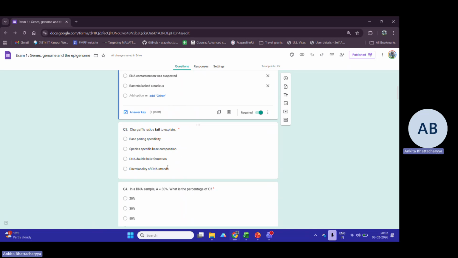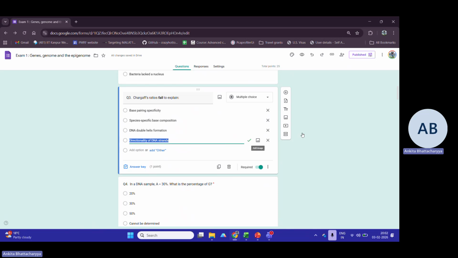The specificity of base pairing? No. That is actually the main finding or the main conclusion from Chargaff's ratios. Second, species specific base composition? No, because AT and GC percentages, or GC percentage rather, can vary from species to species many a times, and therefore there is some specificity in the base composition among different species that is maintained. Third, formation of the DNA double helix. So, of course, the DNA double helix stabilization is also addressed by the same. And fourth, the directionality of DNA strands. Yes, this is the fact that is not actually explained by Chargaff's rules, and that would have been the correct answer.